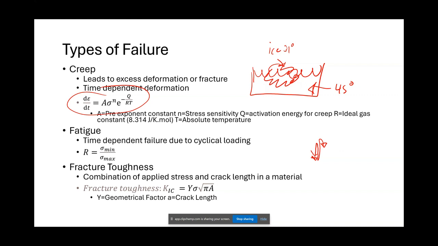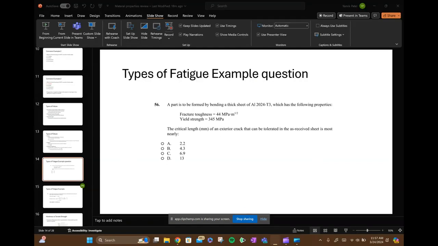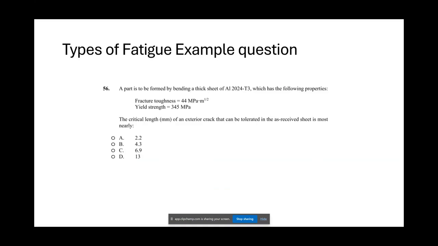And then fracture is what we get into whenever we have cracks in things like our concretes, our buildings, our bridges, and we're able to actually measure the fracture toughness through this equation mentioned right here. So the geometrical factor would be given in the question, and so would the crack length, and then you'd be able to solve and work around the equation. So now we're going to go ahead and do a types of fatigue example question.